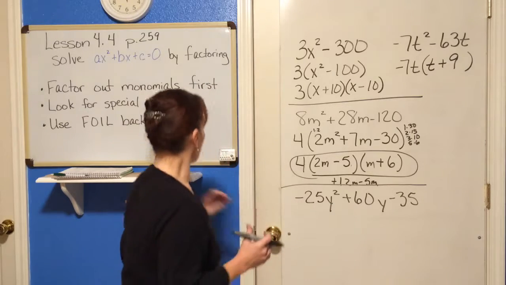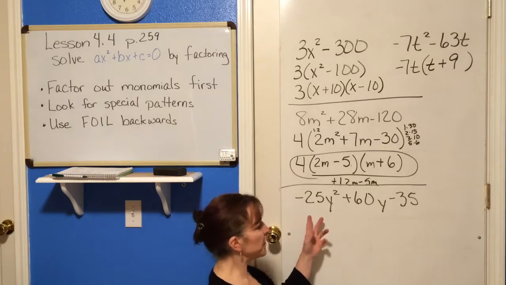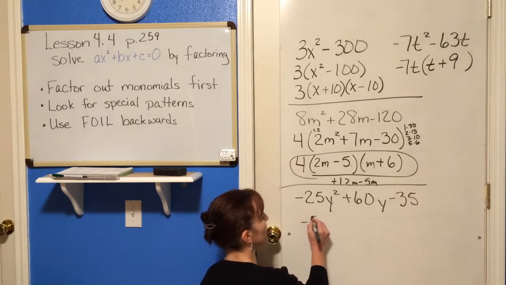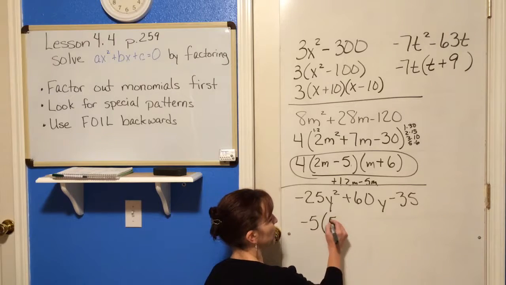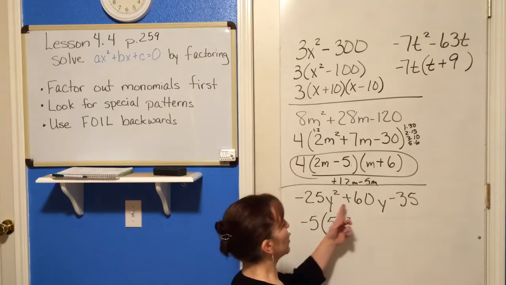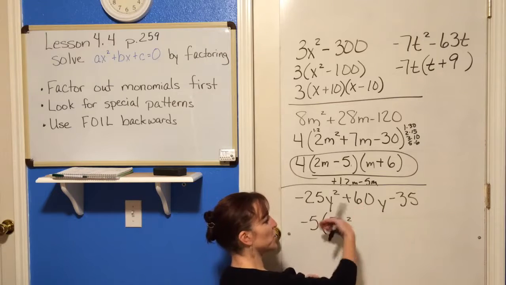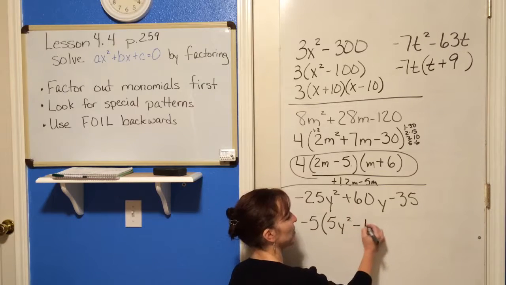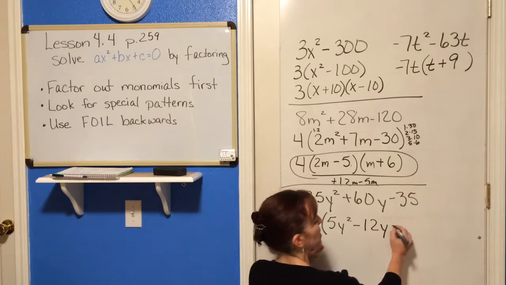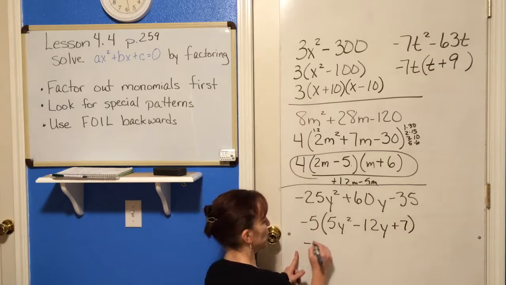All right. So the thing that is in common is 5. And because we want the y squared to be positive, we're going to take out a negative 5. And don't forget, if you took out a negative here, you've got to take out a negative here. So if this is positive and I took a negative out, now it becomes negative 12y. And I took out a negative here, so this one is a positive 7. Don't lose the negative 5.